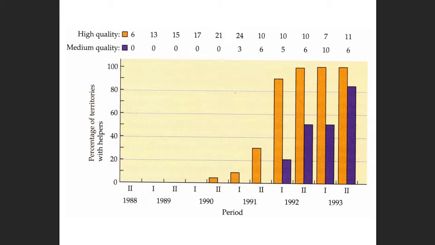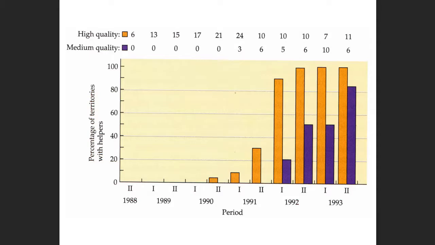first, no one helped. And then as the available territory started to become more saturated, you started to get helpers, but only on the highest quality territories. And then after the highest quality territories had helpers, only then did you start to get helpers on medium quality territories. You never got helpers on low quality territories.